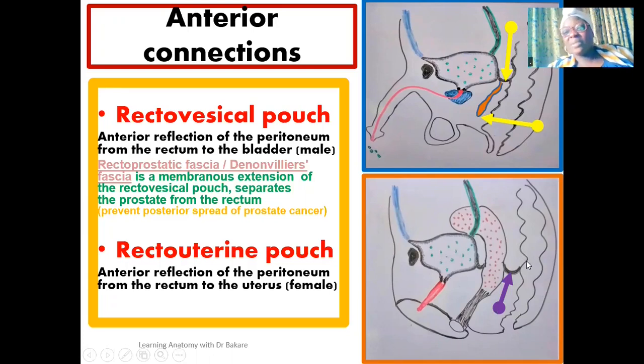Now we can see the differences in the structures that are connected to the rectum anteriorly in both the male and the female. This is as a result of the organs that are located anterior to them. In both the male and the female, the organs that are located anterior to the rectum are different. They are not the same. And that is why we have different named pouches related to the rectum anteriorly in both the male and the female.